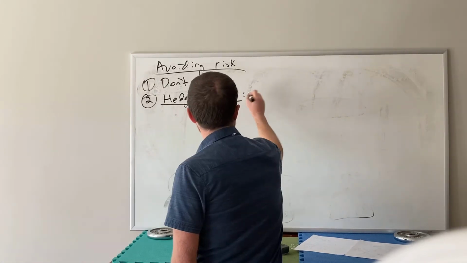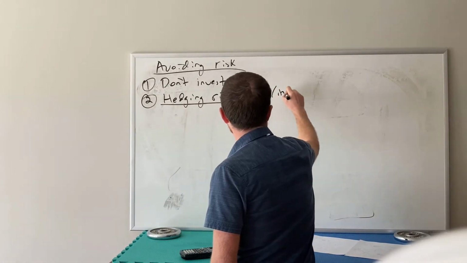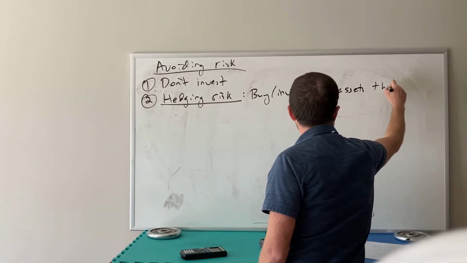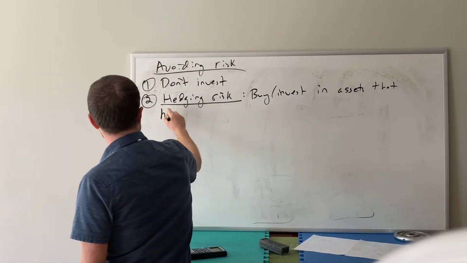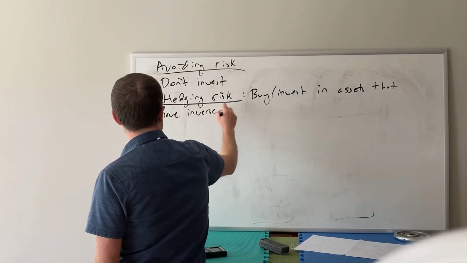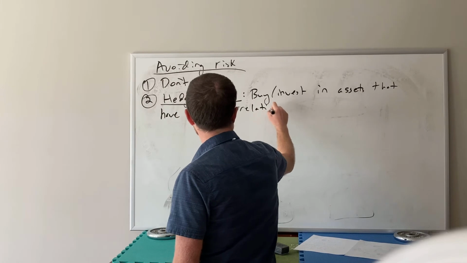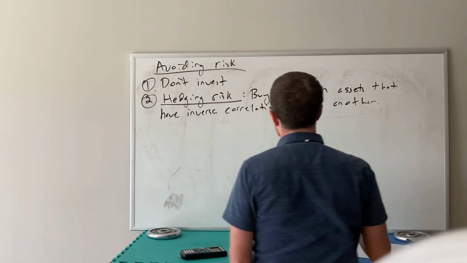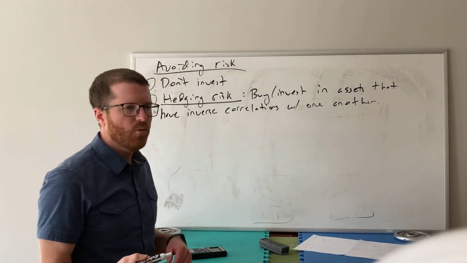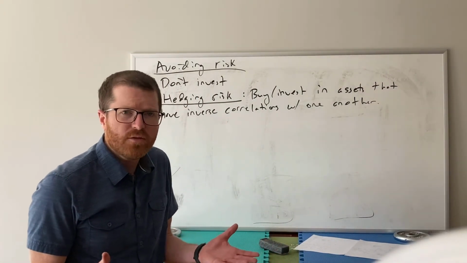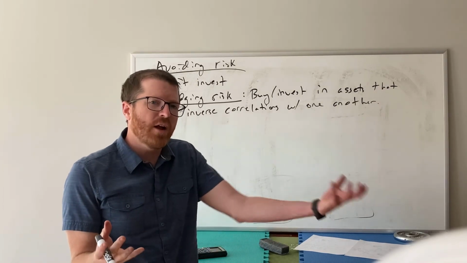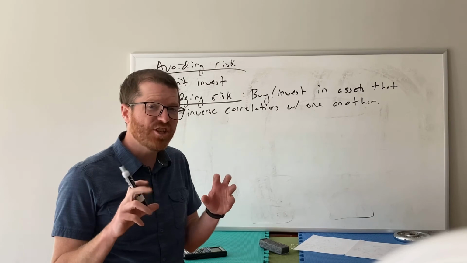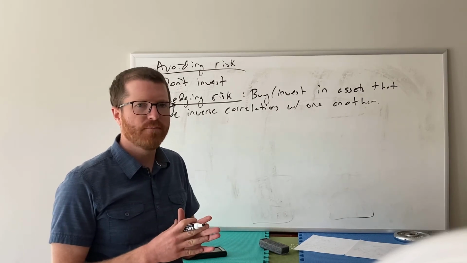Hedging risk basically means that you're going to buy or invest in assets that have inverse correlations with one another. If that makes sense. In other words, if we're talking about stocks, you invest in two companies where if one stock does well, the other one does poorly, and vice versa. You're hedging your bets, okay?